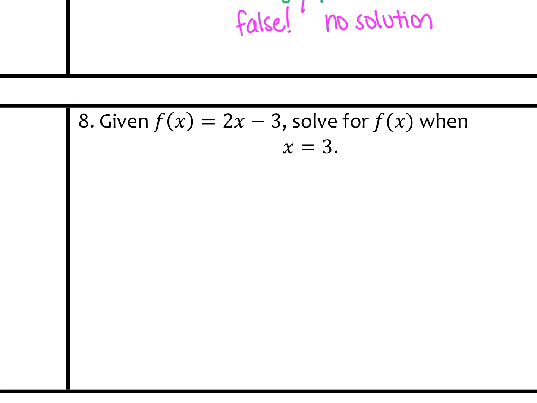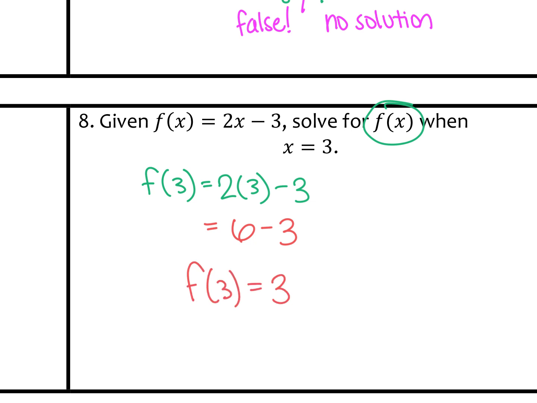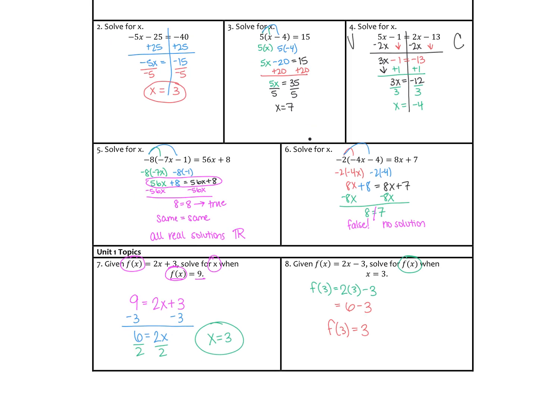Okay, this one, same kind of idea, but this time we're solving for f of x, and we're given x equals 3. So we go f of 3 equals 2 times 3. So wherever you see an x, you're going to substitute in that 3. All right, so 2 times 3 is 6. 6 minus 3 is 3. So f of 3 is 3. All right, first page done.